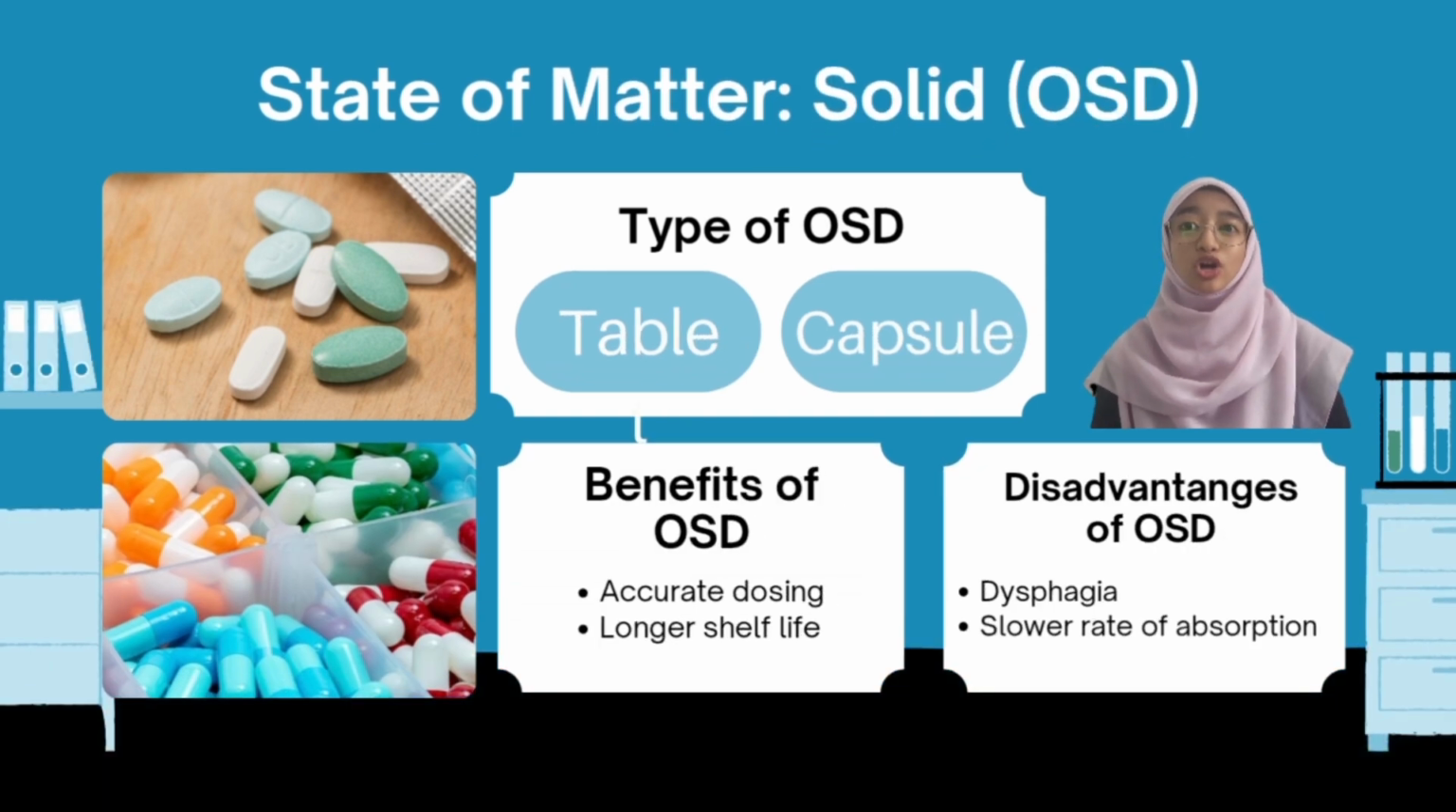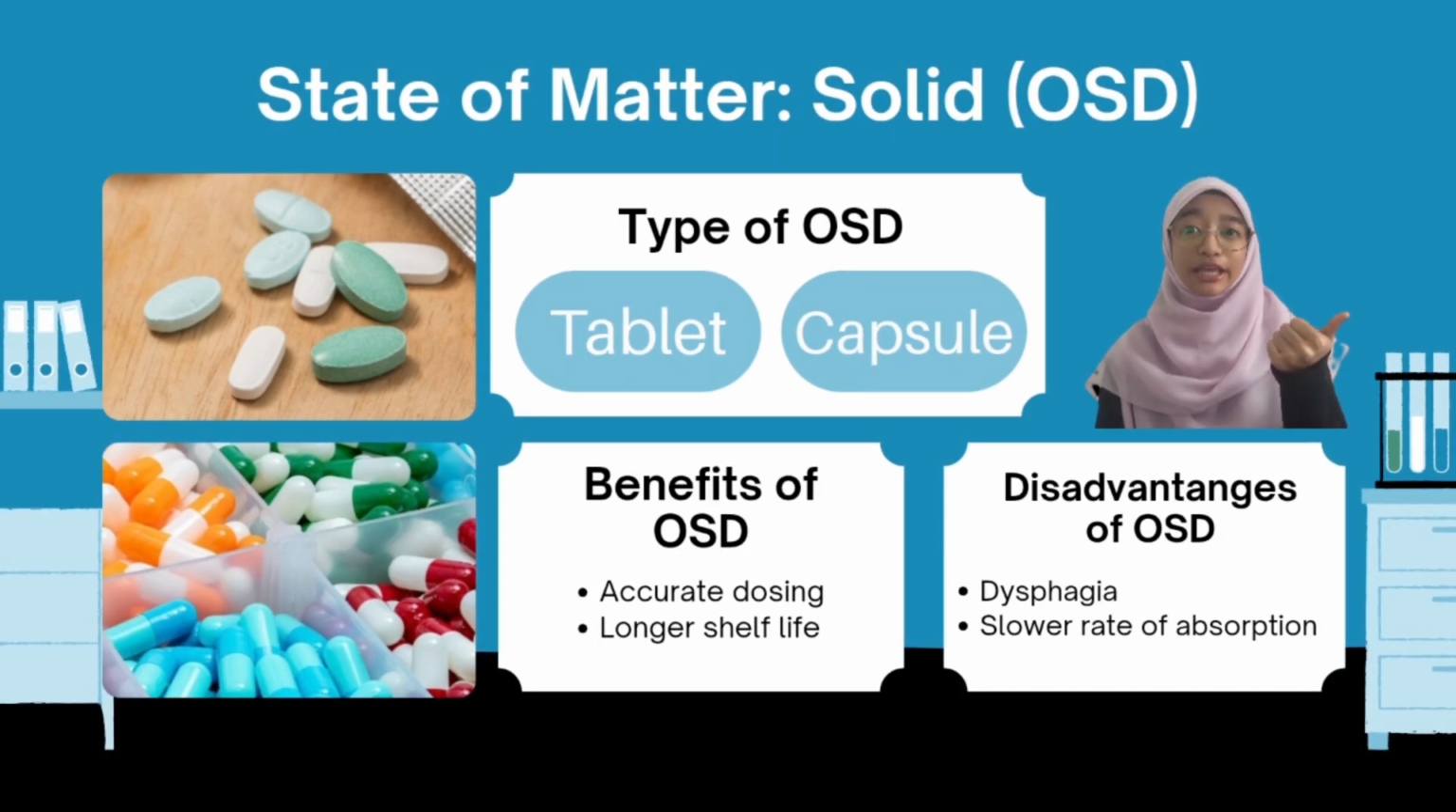For solid forms, we commonly see oral solid doses such as tablets and capsules, which are the most widely used. These types of drugs are preferred because they offer precise and consistent dosing, and they are also much more stable, giving them a longer shelf life. But of course, they have their own drawbacks. They are not suitable for everyone.